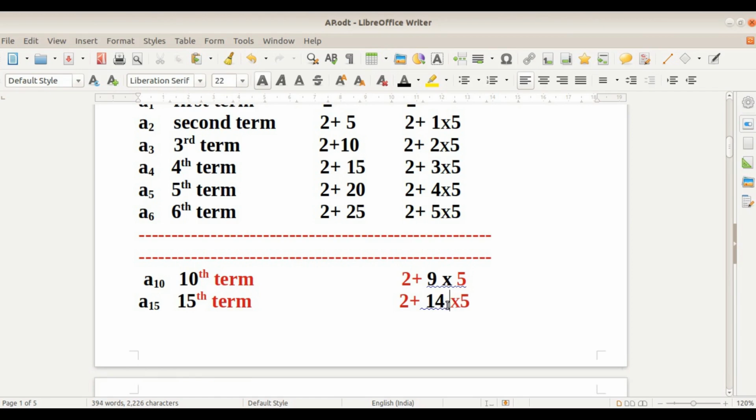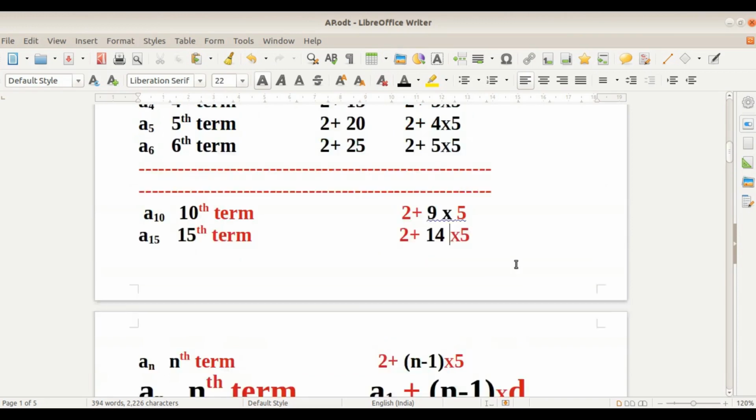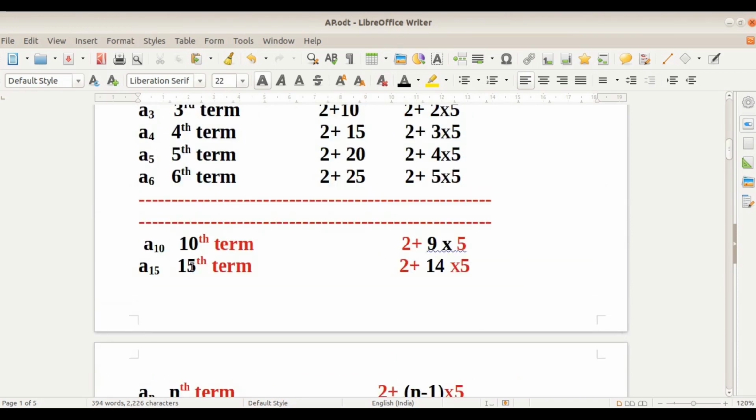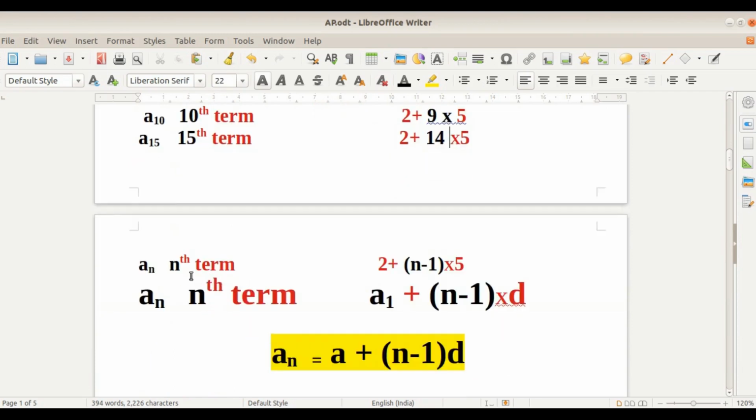In general, instead of 3, 4, 5, 6, 10, 15, instead of these numbers, in general we can give the nth term. n can take any value. That is, if you want to find the 50th term, then the value of n is 50, that's all. In general, the nth term is 2 plus n minus 1 into d. We can write 2 as our first term a1, plus n minus 1 into d. d means the common difference.